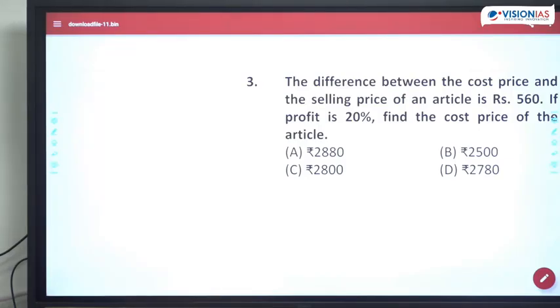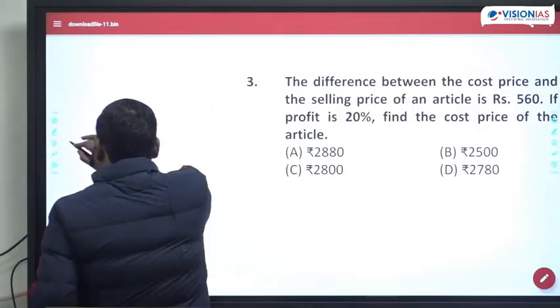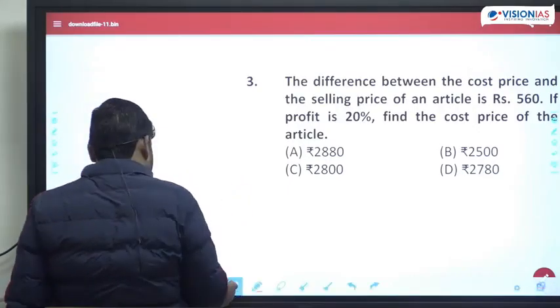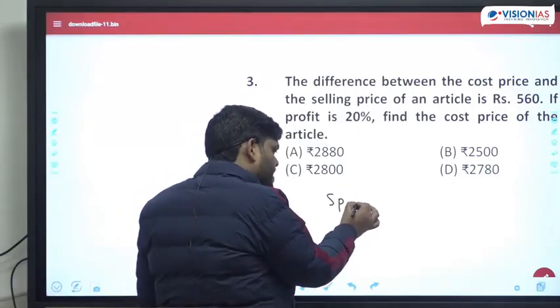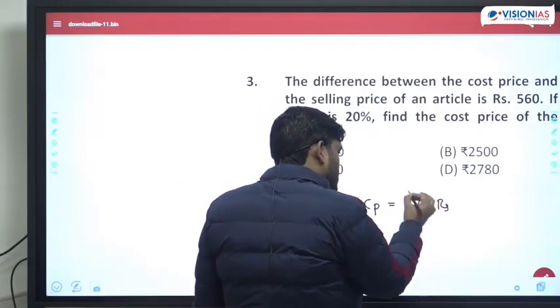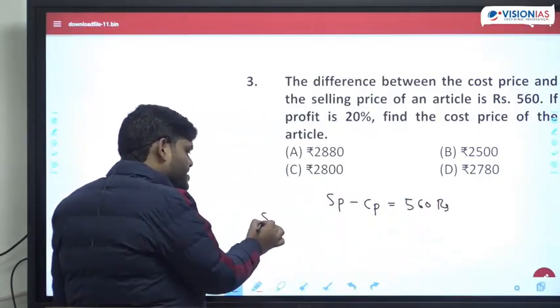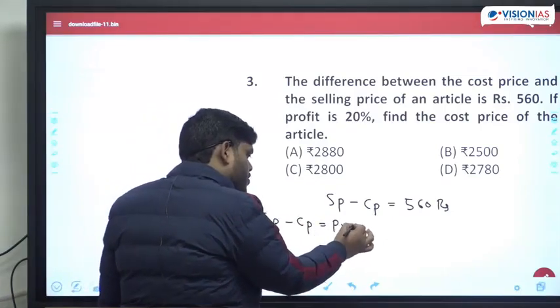The difference between the cost price and selling price of an article is 560. If the profit is 20%, find the cost. This is a very simple one. See what it says. The difference between CP and SP, that means SP minus CP is equal to 560 rupees. And we know that SP minus CP is also our profit or not?